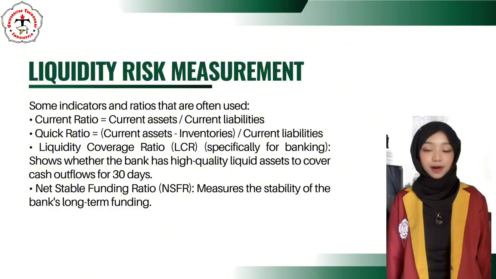Liquidity risk measurement. Some indicators and ratios that are often used. Current ratio equals current assets divided by current liabilities. Quick ratio equals current assets minus inventories, divided by current liabilities. Liquidity coverage ratio, LCR, specifically for banking, shows whether the bank has high-quality liquid assets to cover cash outflows for 30 days. Net stable funding ratio, NSFR, measures the stability of the bank's long-term funding.